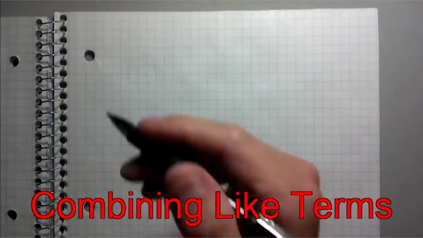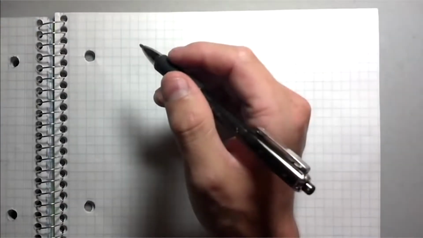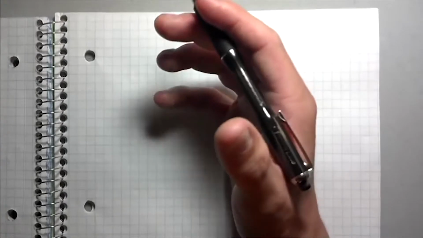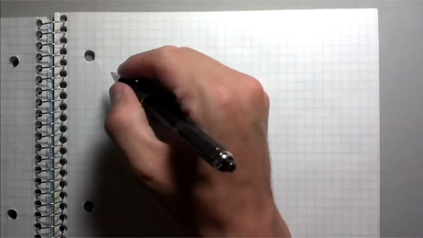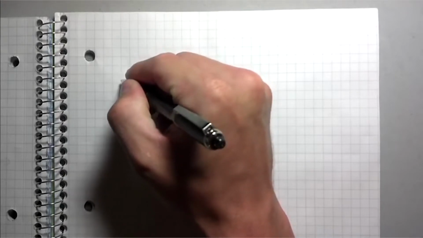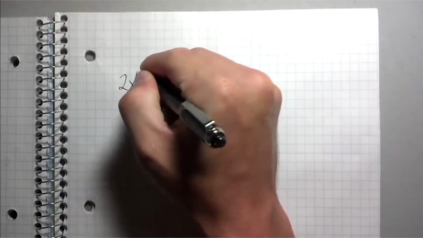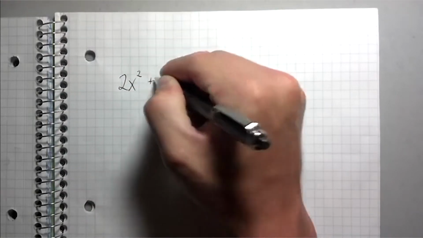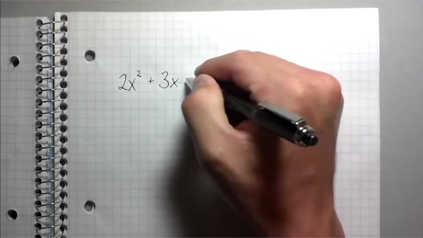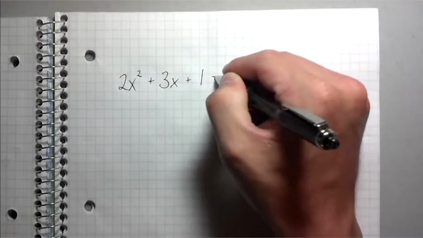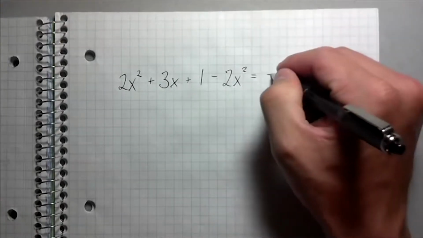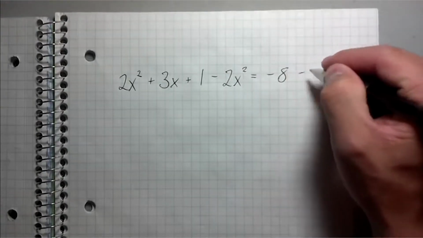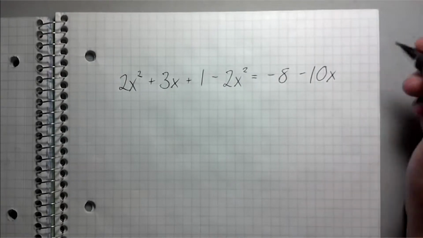What's up? Alright, so this video is about combining like terms and how you can use that to solve an equation. So I'm going to throw an equation out here as an example. Let's say we had an equation like this: 2x squared plus 3x plus 1 minus 2x squared equals negative 8 minus 10x. I just kind of made up this equation.